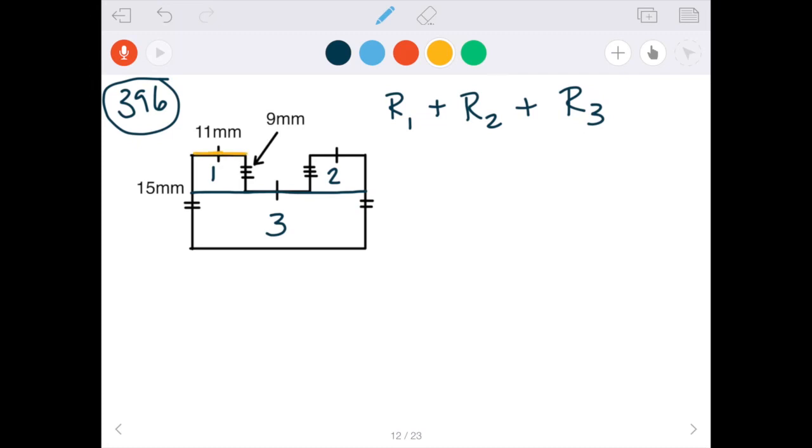The length and width of this rectangle, the length is 11. Be very careful that you don't say 15 for the width, because 15 goes all the way down. We need this little piece, which happens to be 9. So 11 times 9 plus another 11 times another 9. That's for this one. And then we need to look at the rectangle at the bottom.